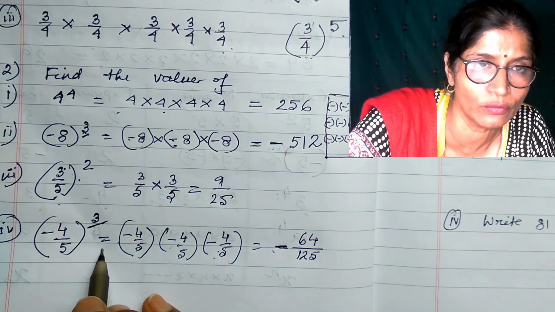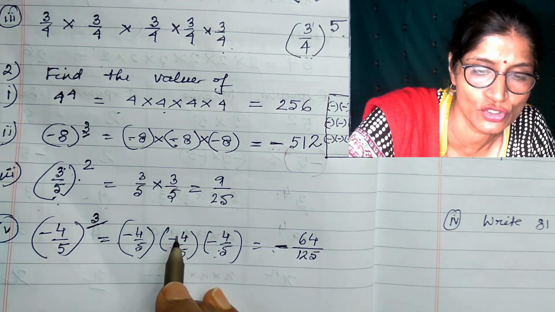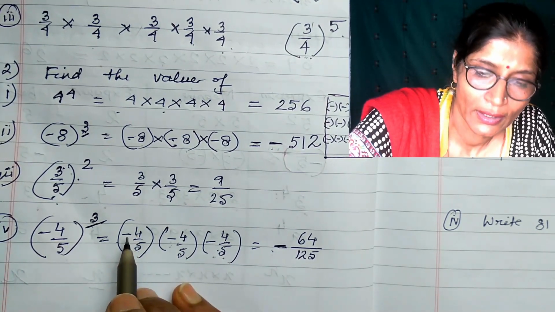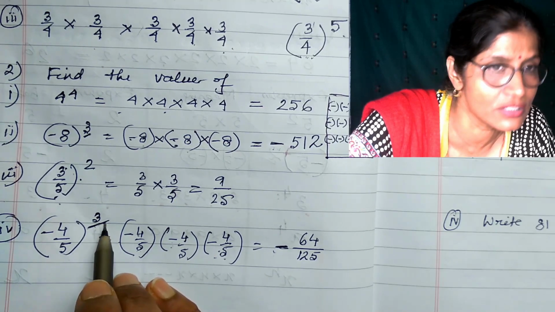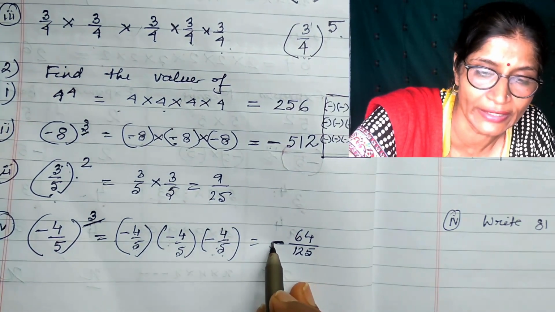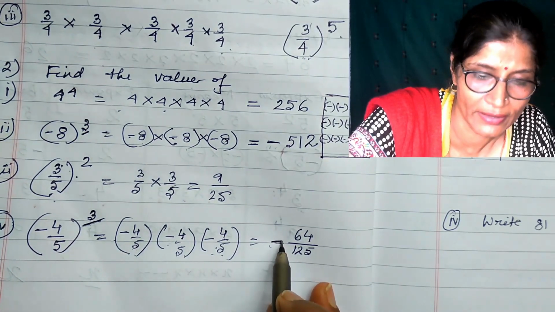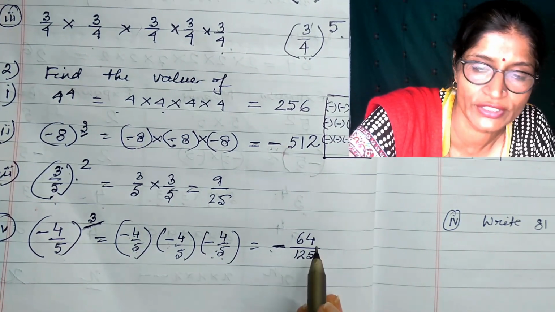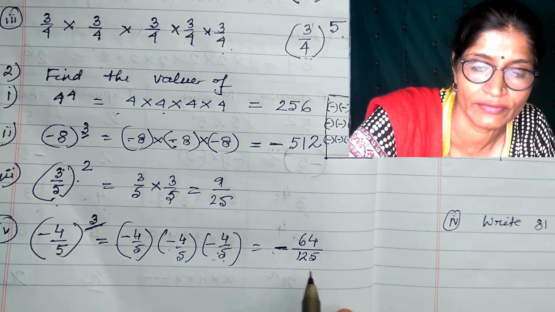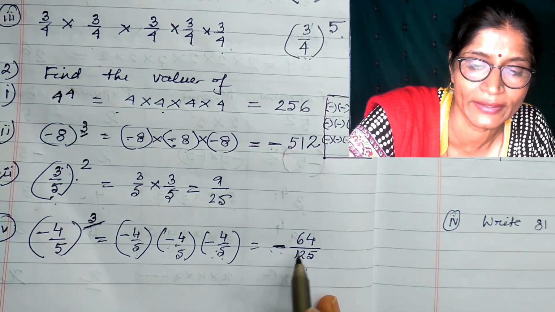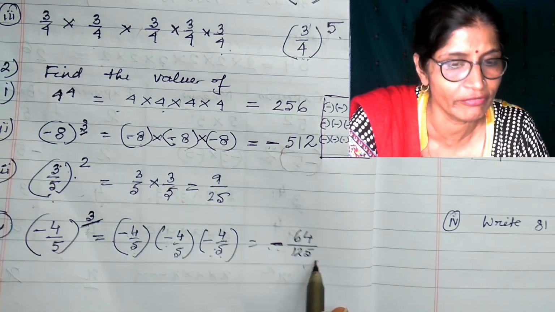Then it is equal to what? Minus 4 by 5 into minus 4 by 5 into minus 4 by 5, 3 times. Now since the power is 3, it means it is odd. So here your sign will be minus. Power odd, then sign will be minus. And 4 into 4 into 4 is 64 and 5 into 5 into 5 is 125. So minus 4 by 5 whole cube is equal to minus 64 divided by 125.